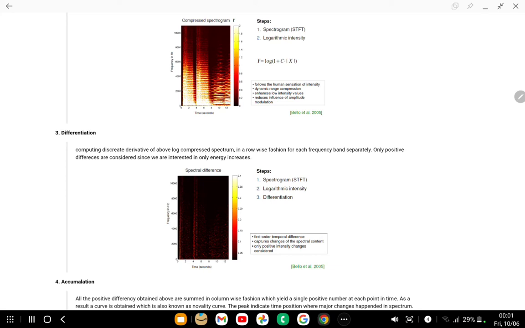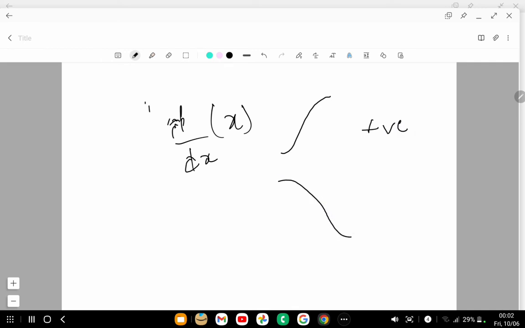So let me tell you how differentiation works. When you apply differentiation, d by dx, on some signal, for example signal x, it measures the change in value. So if the curve is increasing, our differentiation will be positive, and if it is decreasing, the differentiation would be negative. Now, as we recall, note onset means the region at which the intensity of the signal has started increasing. So the differentiation will automatically cover this part. It will filter out the content which is decreasing in nature, and it will only pick the note onset. And that's exactly what we are interested in.